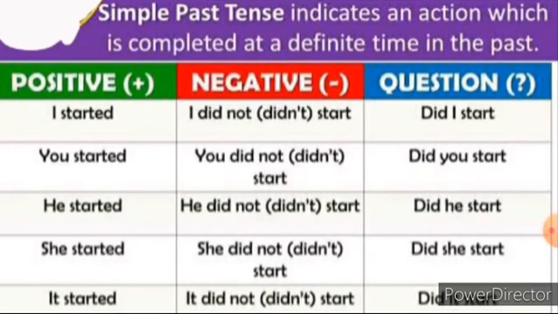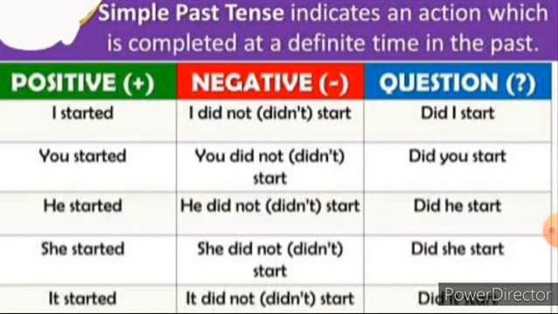Simple past tense indicates an action which is completed at a definite time in the past. That is, simple past tense means an action that is completed at a definite time in the past. An action has completed. That type of tense is known as simple past tense.